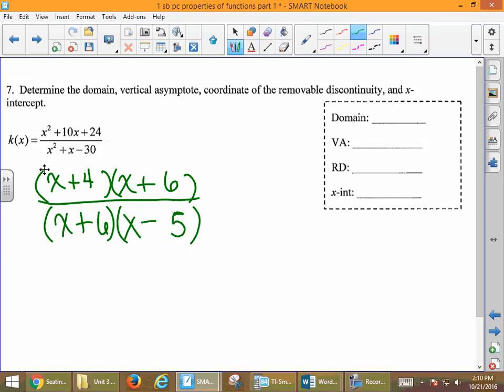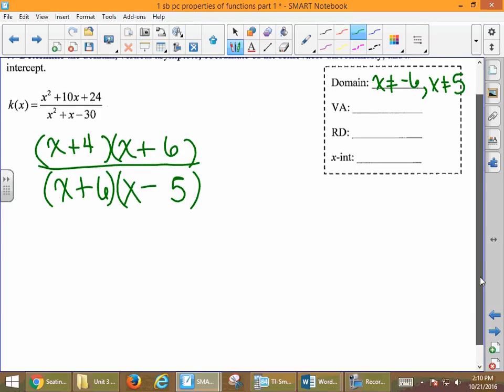And it's plus 6 minus 5. Once we get the function factored, we can identify our domain. And some of you might be able to look at that and say, well, x doesn't equal -6, and x doesn't equal 5. And I'm fine with that. I don't want to not show where that came from.